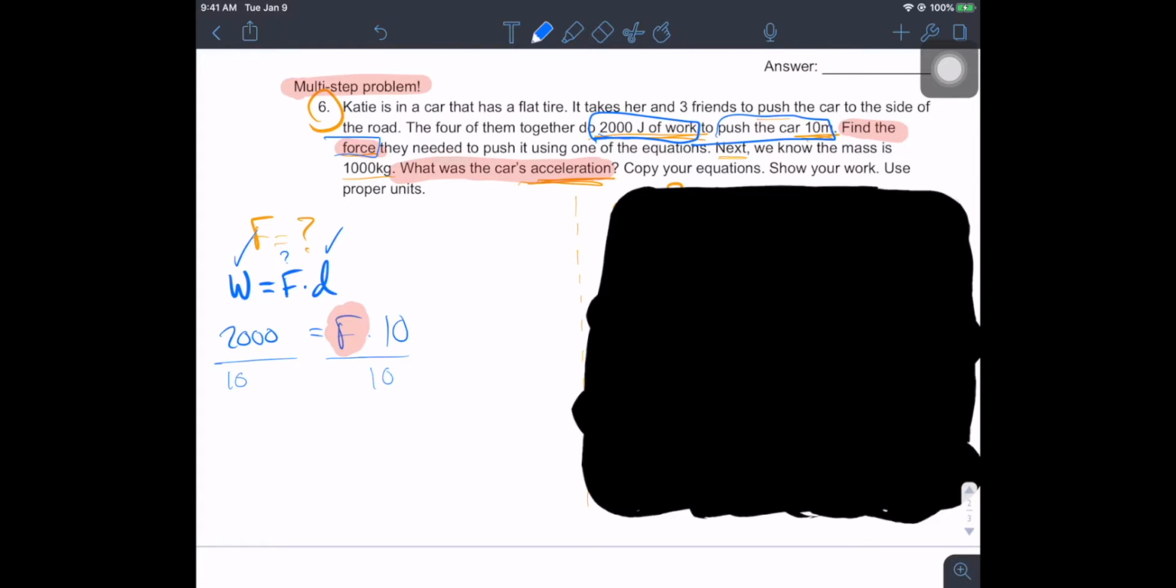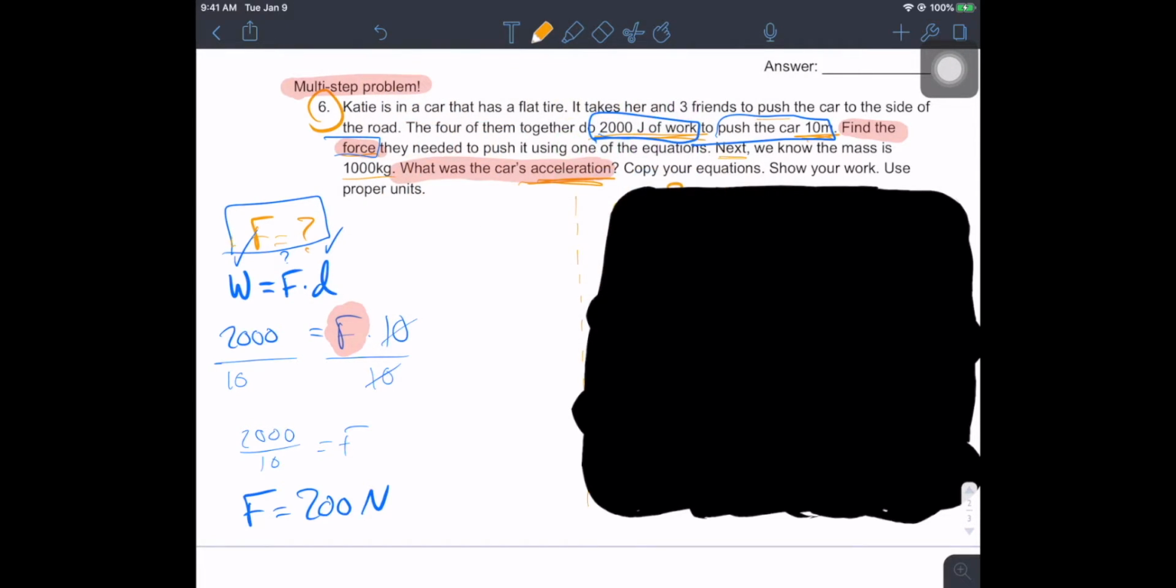The high school way to do it is to divide both sides by 10. And then I see that 2,000 divided by 10 is equal to F, because these 10s cancel. And then I see that F has to be equal to 200 newtons because the units of force are newtons. So either way is fine. Whichever way you want to work it is just fine.